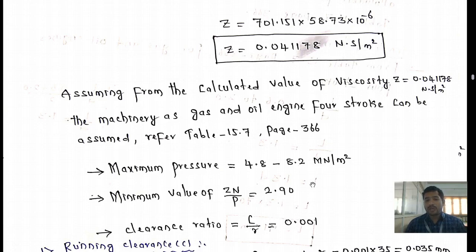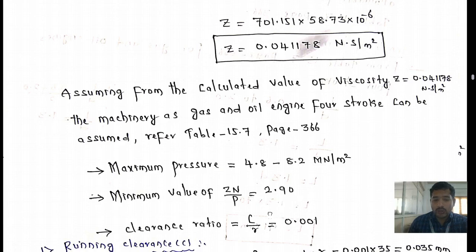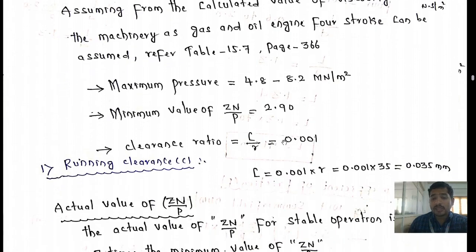The maximum pressure, if you refer to this table, then you will get 4.8 to 8.2 meganewton per meter square, and the minimum value of Zn by P is 2.90, and the clearance ratio C by R is equal to 0.001 R. Clear? Then let us see, first of all, what we need to find out. Our intention is that we want to find out the running clearance. We need to find it out.